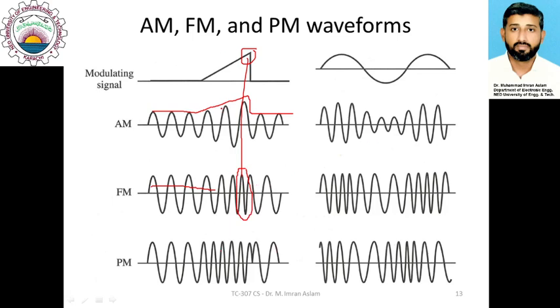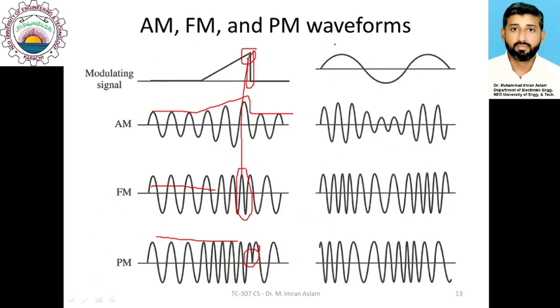Similarly, the phase is represented by change in phase. You can see that the phase is increasing as the amplitude of the modulating signal is changing. You can see that the phase is moving forward gradually in accordance with the message signal, and at this point where you see a sharp change in the modulating signal amplitude, you can see a sharp change here in the phase of the PM signal.